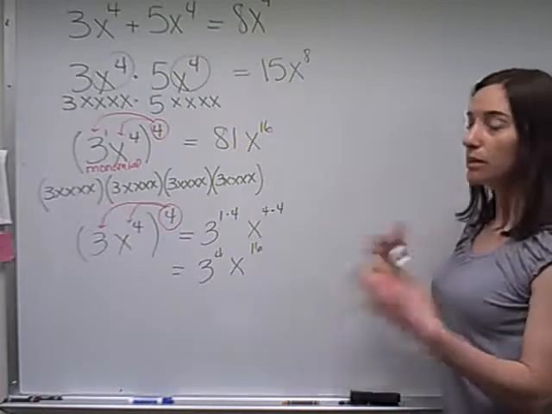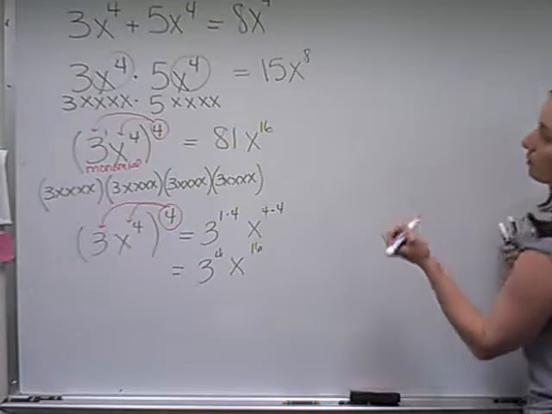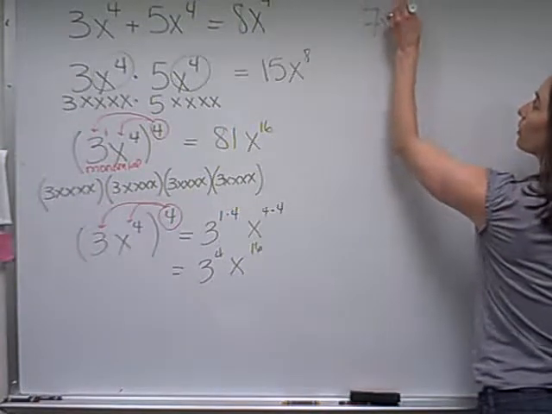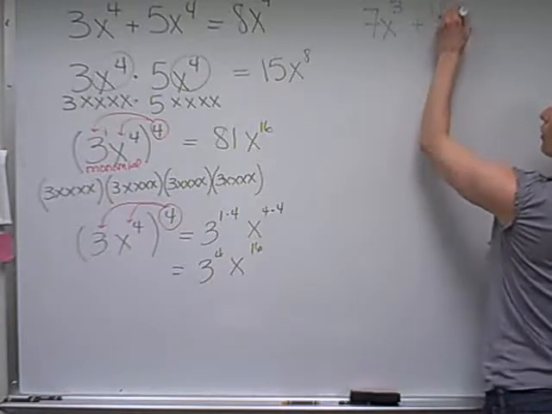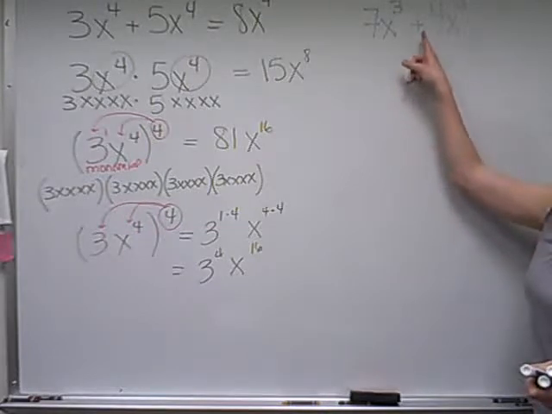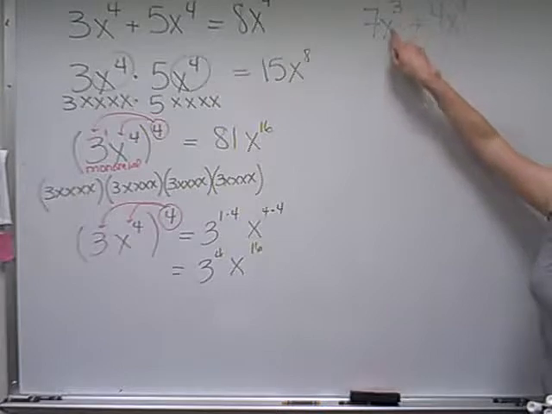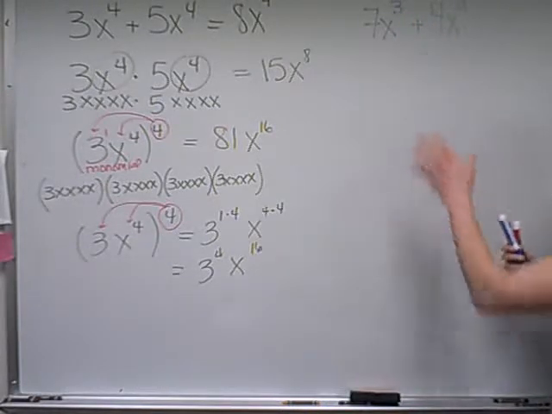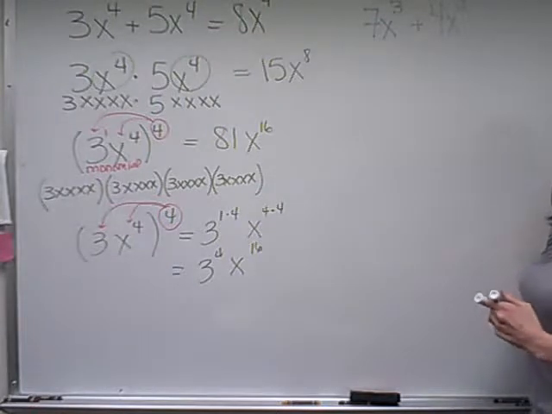So looking at some similar problems, let's say we had something like this: 7x to the 3rd plus 4x squared. Now this expression is asking me to add these two terms together. But when I look at the bases and their exponents, they're not identical. So these are not like terms. So this expression is as simplified as it gets.